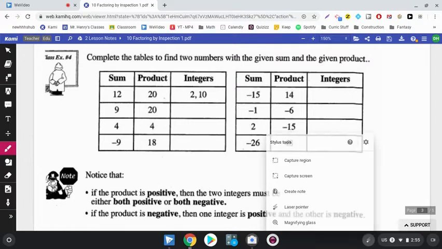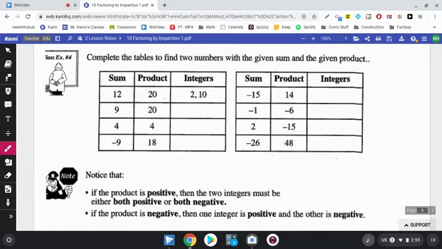It says find two numbers that sum to 12 and multiply, their product is 20. So those numbers are 2 and 10. Absolutely. The next one, I need numbers that sum to 9, so they add up to 9 and they multiply to 20. I think those would be 4 and 5. And you could say 5 and 4. The order doesn't really matter.